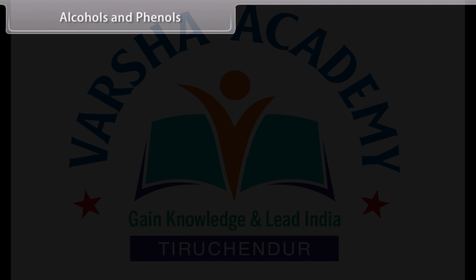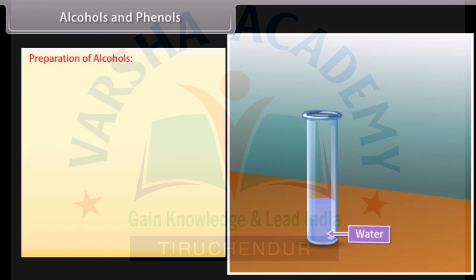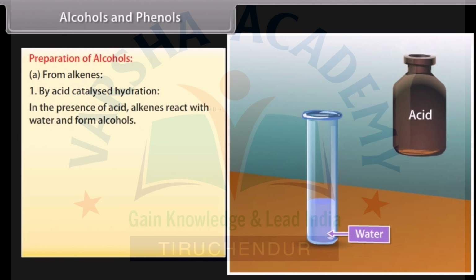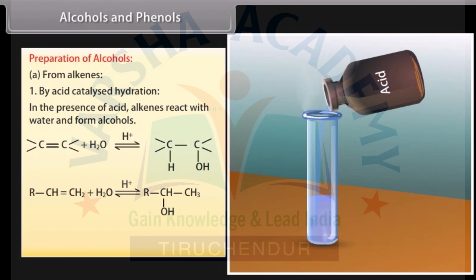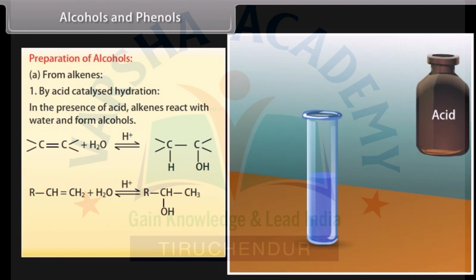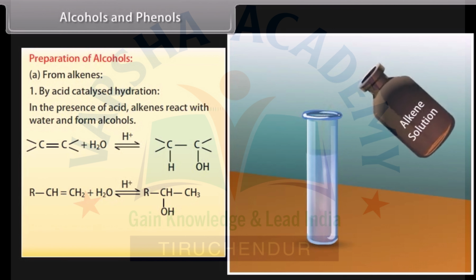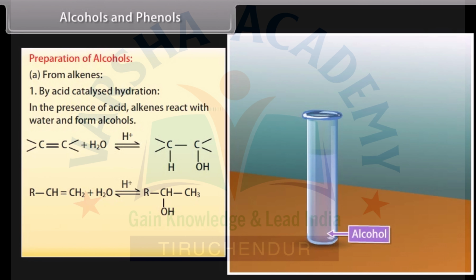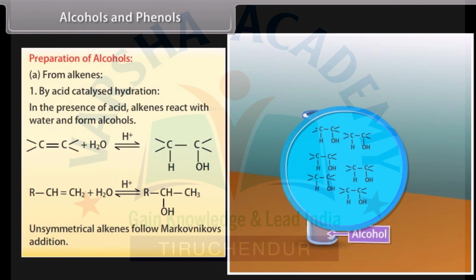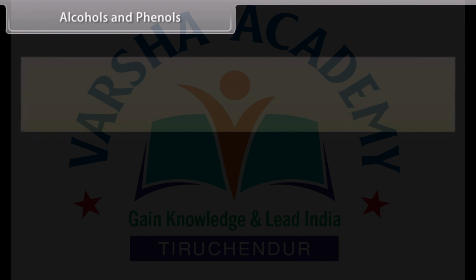Alcohols and phenols. Preparation of alcohols. From alkenes, by acid catalyzed hydration. In the presence of acid, alkenes react with water and form alcohols. Alkene reacts with water in the presence of acid and then forms the respective alcohol. Unsymmetrical alkenes follow Markovnikov's addition.